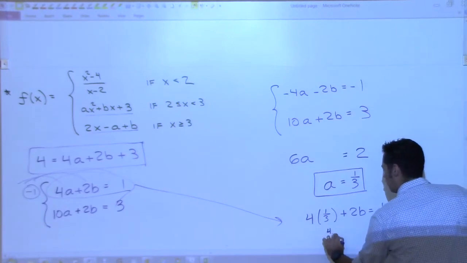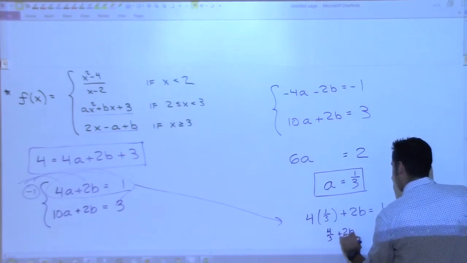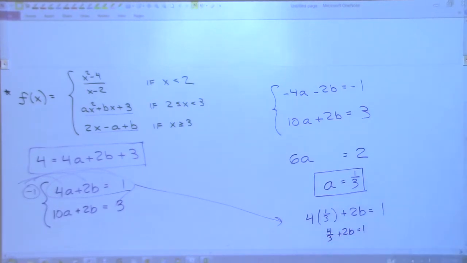So 4/3 plus 2b equals 1. Subtract 4/3 from both sides. So when I subtract 4/3 here and subtract 4/3 here, 1 minus 4/3 is negative 1/3. I'm trusting you can do that. And then I'm dividing by 2, so I get negative 1/6.